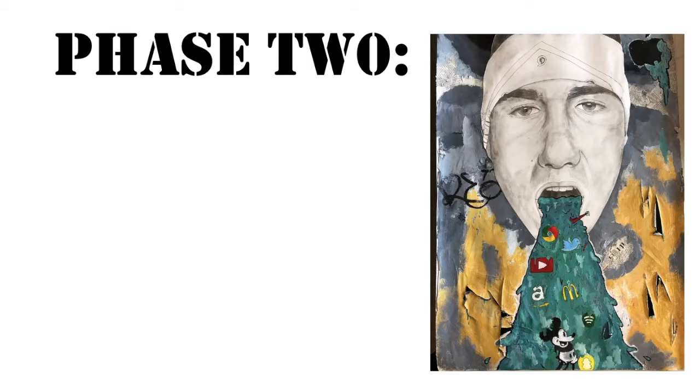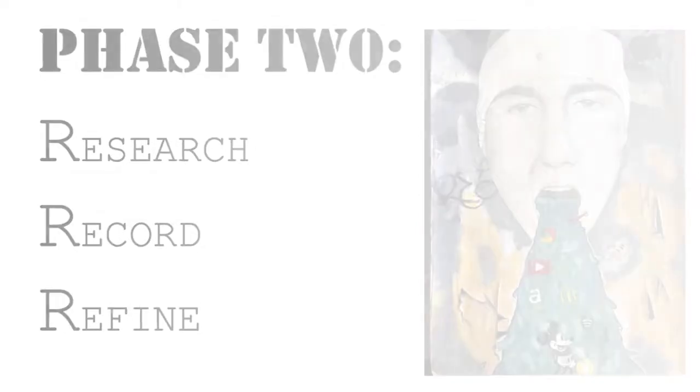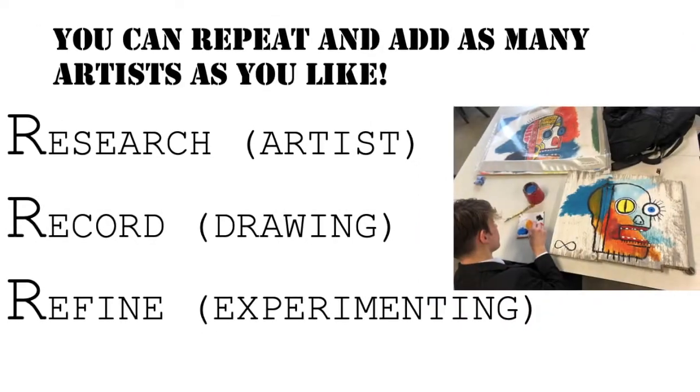Now, phase two: you repeat that whole process again, researching a new artist, recording in the style of a new artist, and refining in the style of a new artist. You can repeat that as many times as you want. We've had some students in GCSE Art that have done three artists. We've had some that have done six, seven, eight artists. It really is up to you. But remember, for every artist, you need to have sufficient amounts of research, recording, and refinement to show that you have investigated them enough.